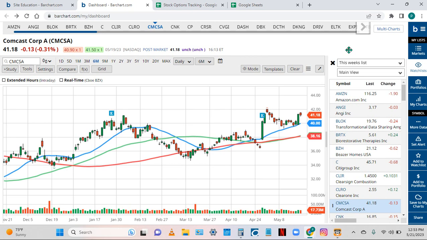Comcast had a nice gap breakout on earnings, went up, pulled back, and now has put in another nice green igniting bar with a small follow-through bar. And over the high of that red bar would be another pretty nice entry for Comcast if you like a major company like that.